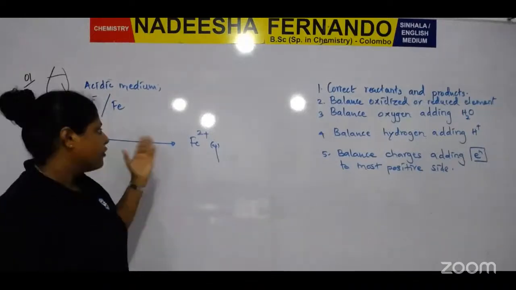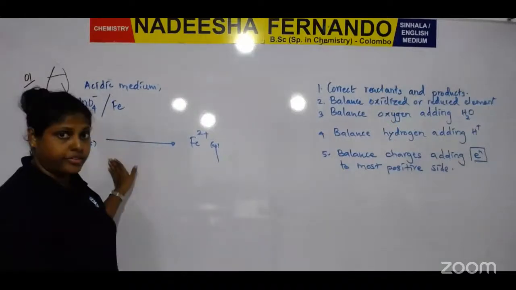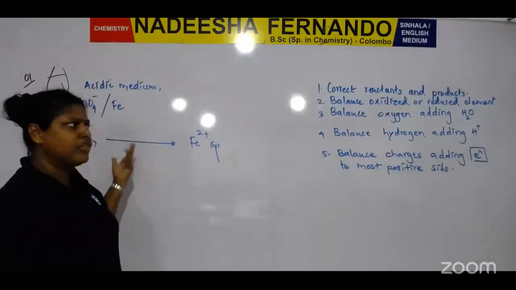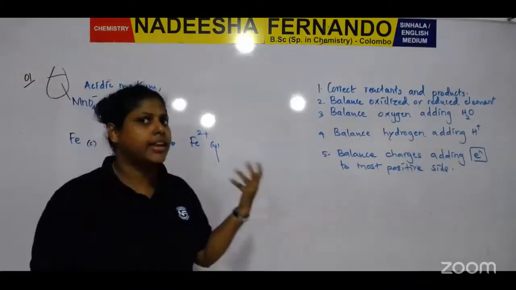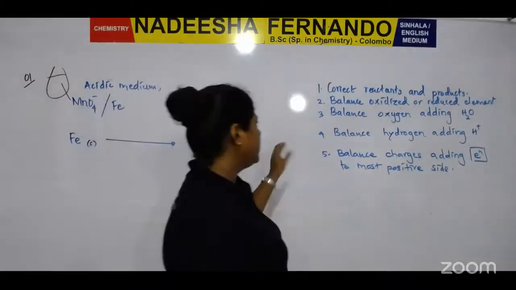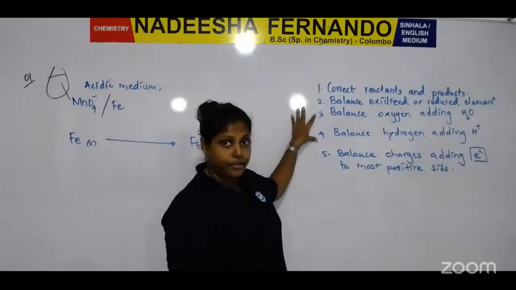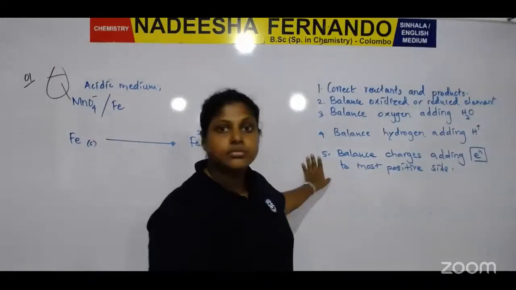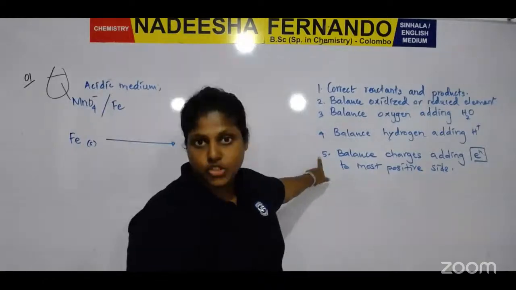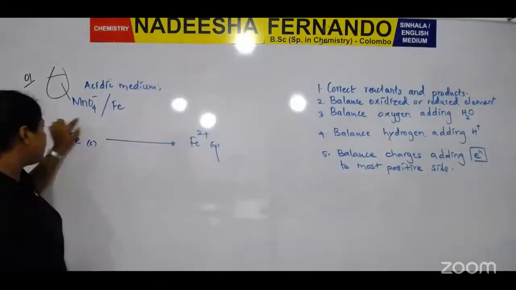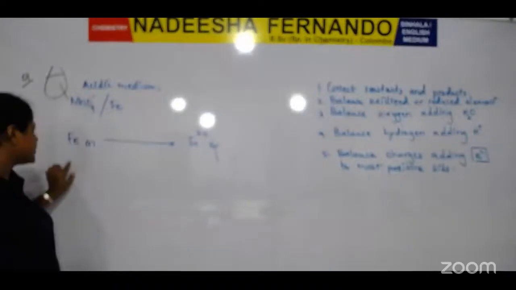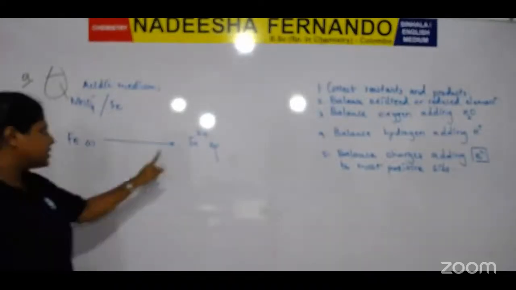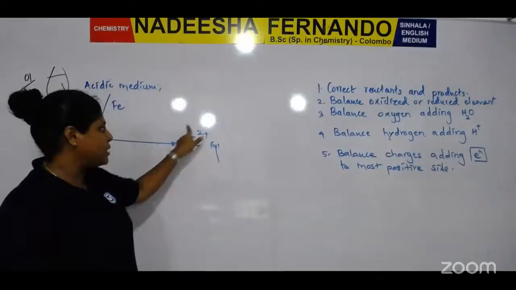So both sides have the same number of Fe. We don't have oxygen and hydrogen in this reaction, therefore we don't need to add H2O and H pluses. So we skip the second, third, and fourth steps. Then the step of balancing charges. This side has zero charge. We explained that last week. Zero charge. This side has +2 charge.